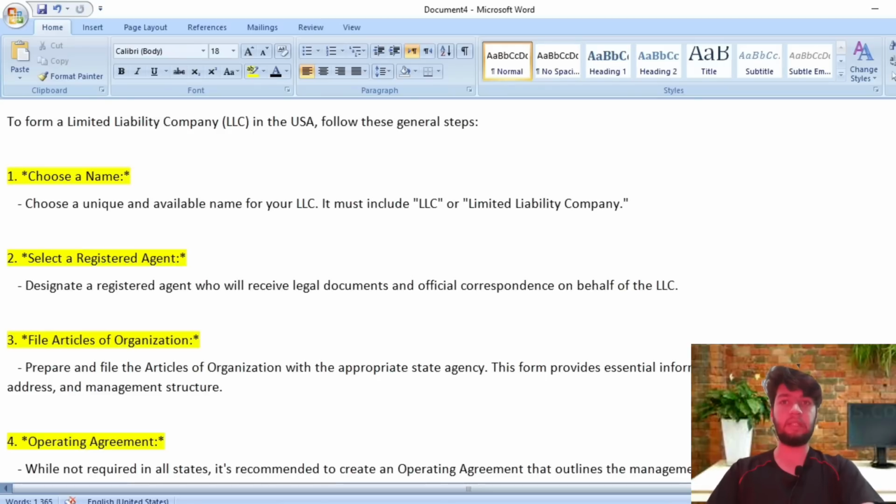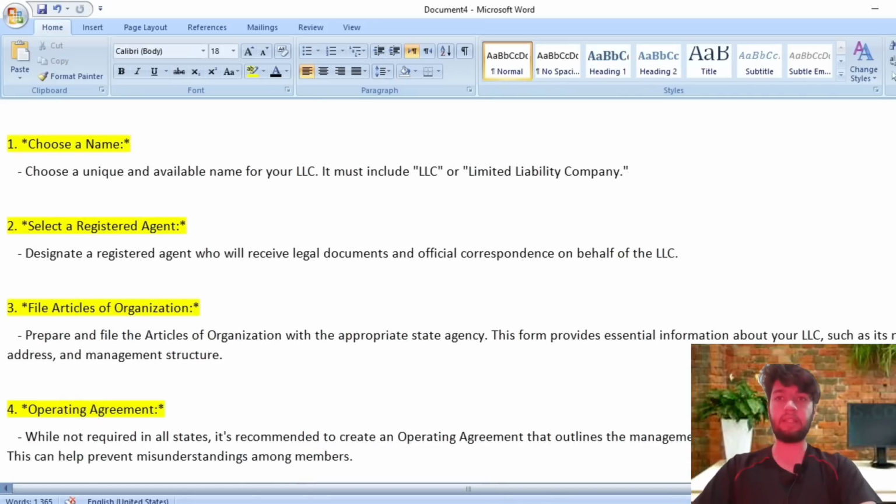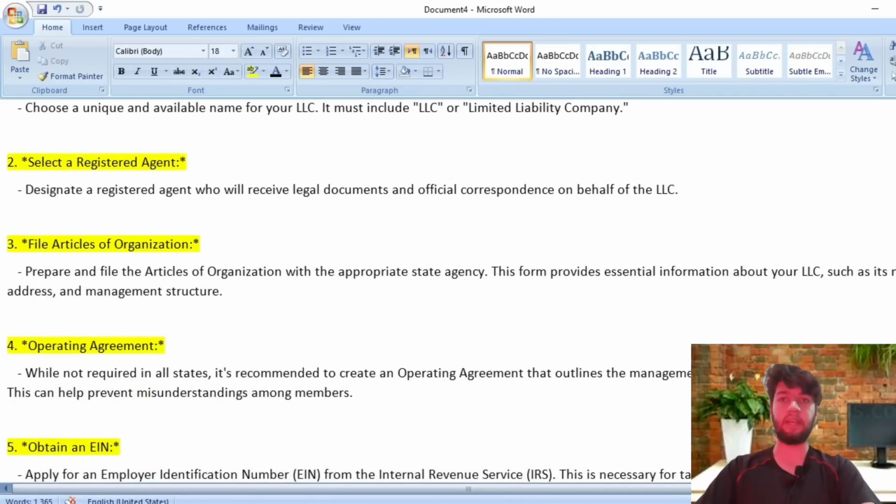Operating agreement. While not required in all states, it is recommended to create an operating agreement that outlines the management and operating procedures of the LLC. This can help prevent disputes among members.